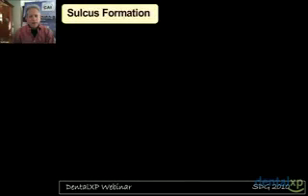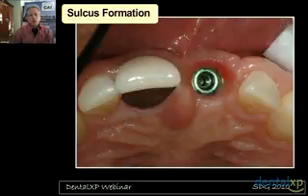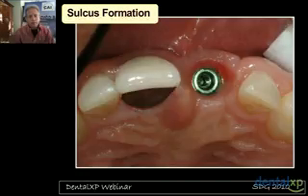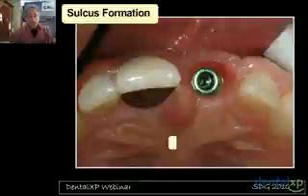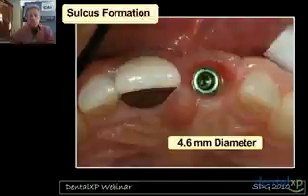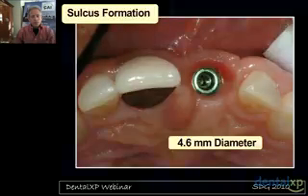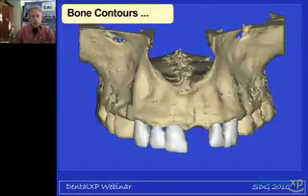And so having this capability allows us to choose an implant that's going to allow for good soft tissue maturation, for a good sulcus formation, for a good emergence profile. In this case, we ended up using a 4.6 millimeter diameter implant. But how did we come up with that particular solution for this particular case? Well, of course, we used cone beam CT.